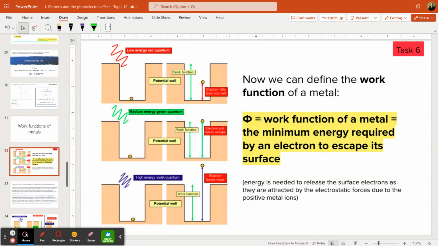that is required. Sorry, I'm flagging over here. I've been talking for a while. Let me say that again. Phi, the work function of the metal, is the minimum energy required by an electron to escape its surface.